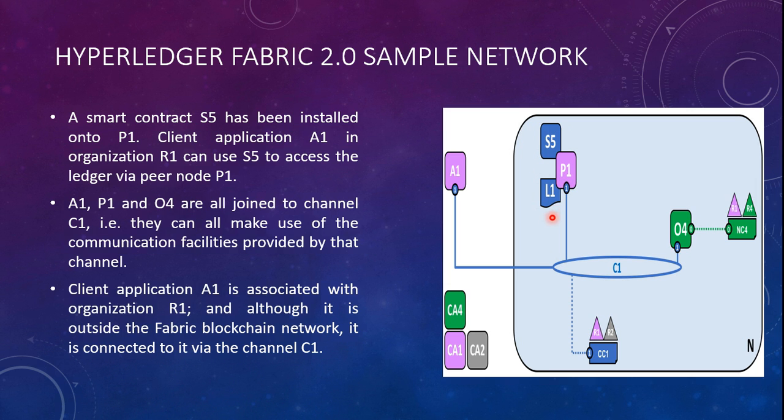Client application A1 is supported by organization R1, and although it is outside the Fabric blockchain network, it is connected to it via the channel C1. So A1 is the client application. It could be a mobile application or a web-based application. This is external to the blockchain network, but it is connected to the channel C1.